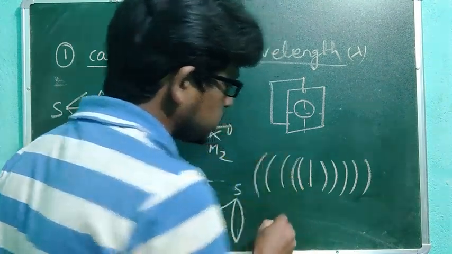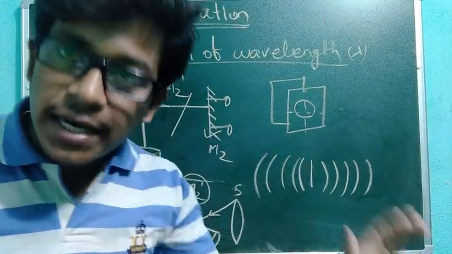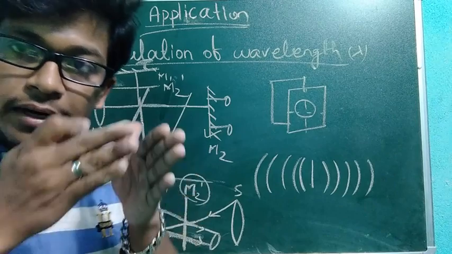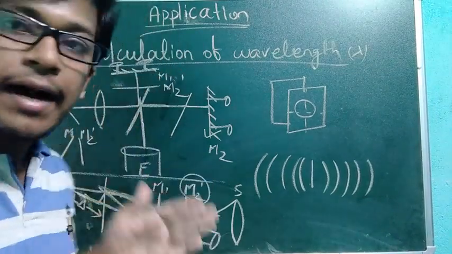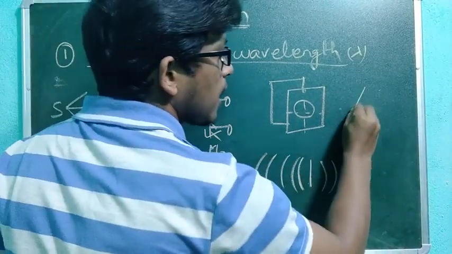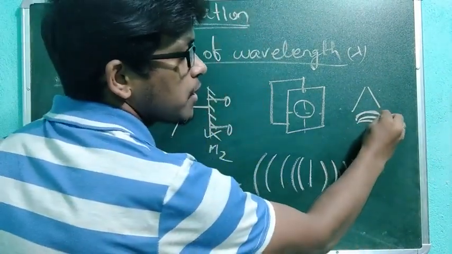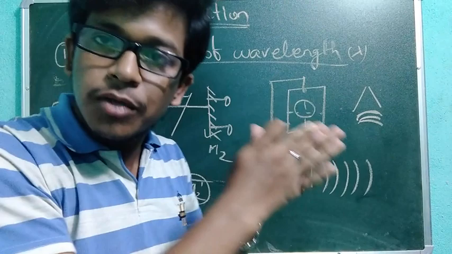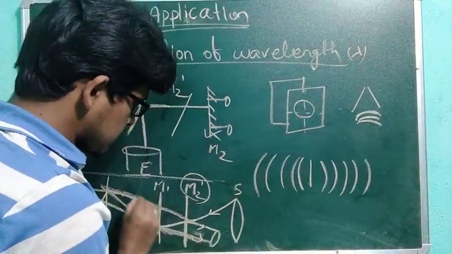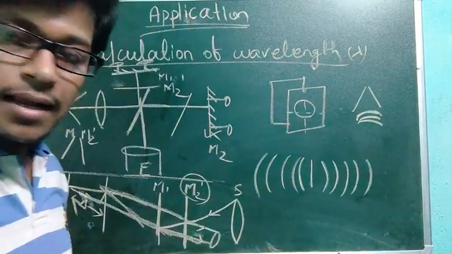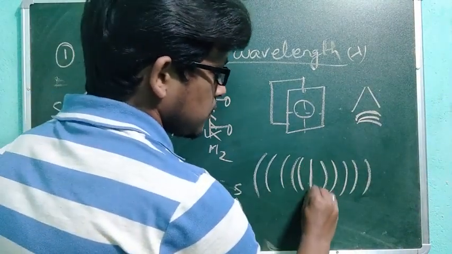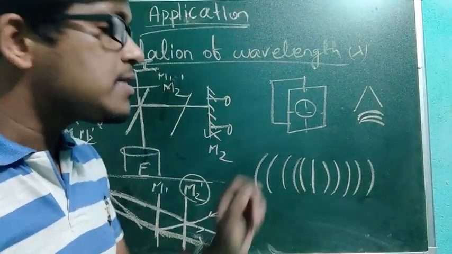Whether the curved part will align to which side depends upon the tilt, how the two mirrors are tilted. If these two mirrors are like this, then the fringes will be like that, meaning the curved surface will be towards the junction of the two mirrors. In this case, these two are parallel, that's why I will get such types of fringes.